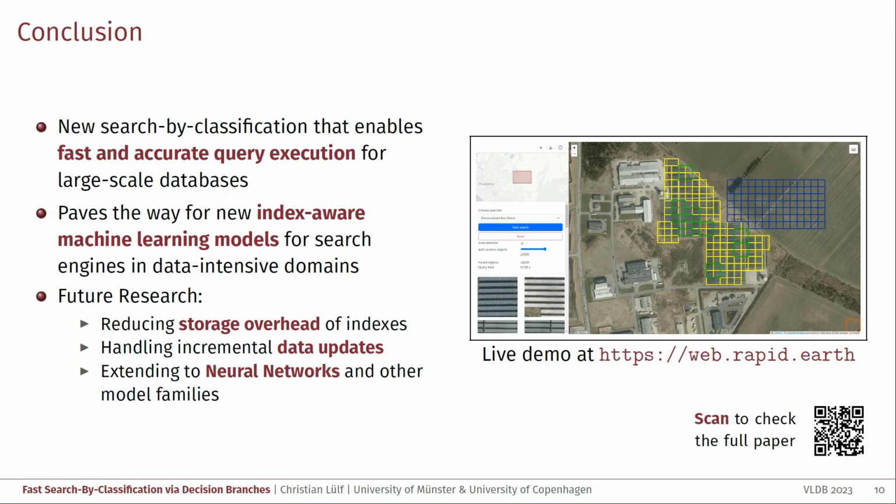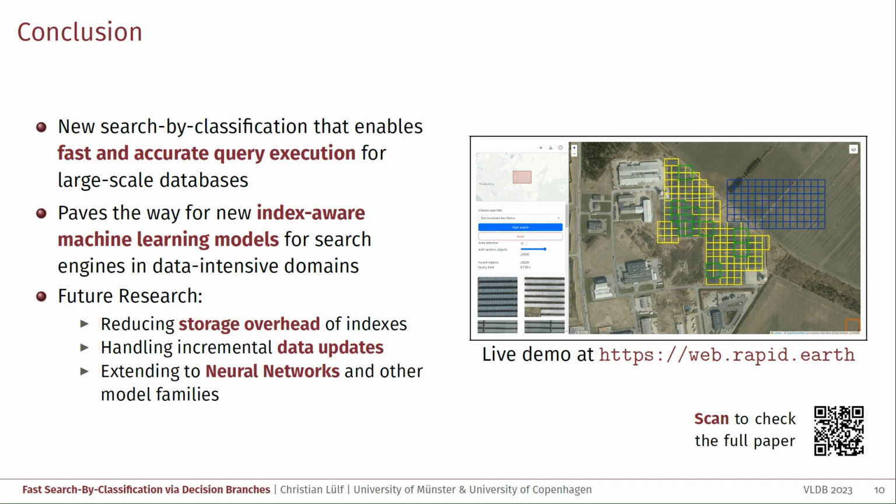All in all, we could present you our new search by classification framework that enables fast and accurate query execution for large-scale databases. We think that our approach will pave the way for new index-aware machine learning models that can be used for search engines in data-intensive domains.